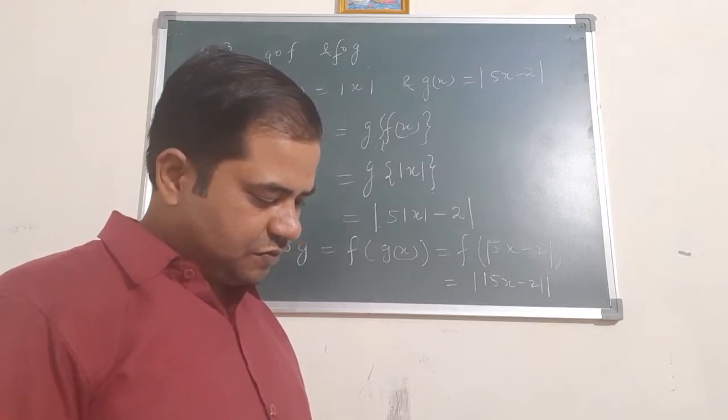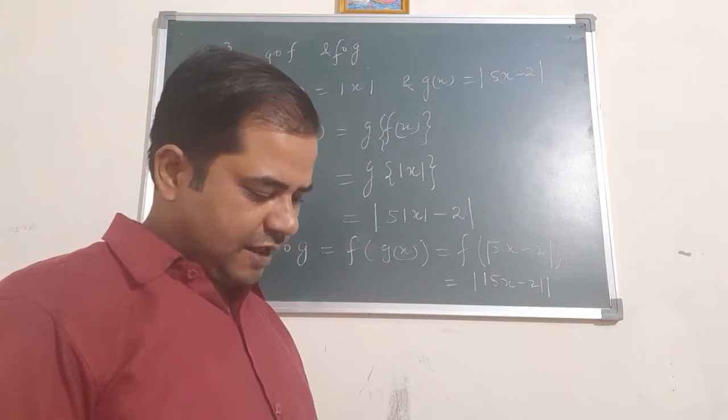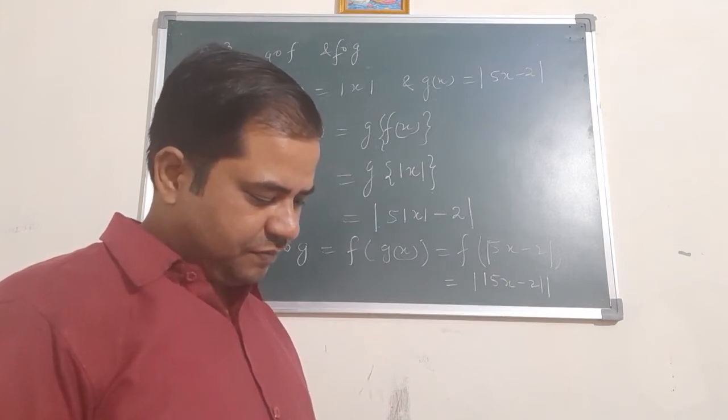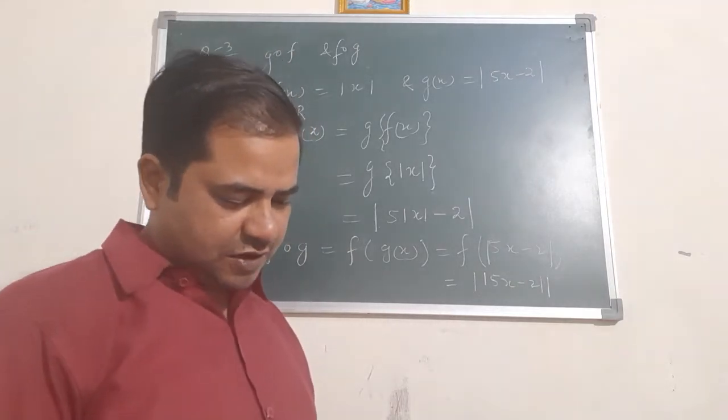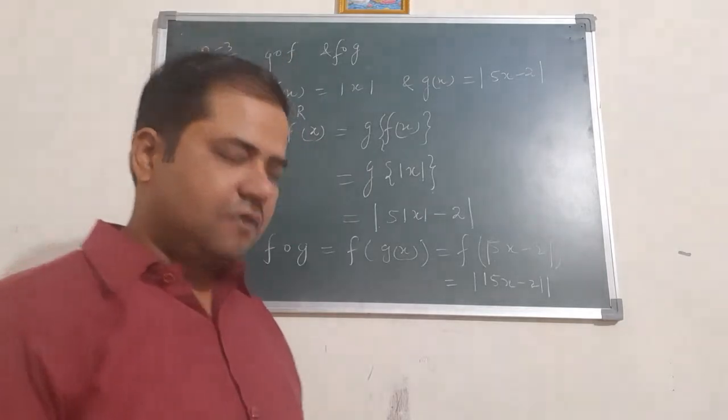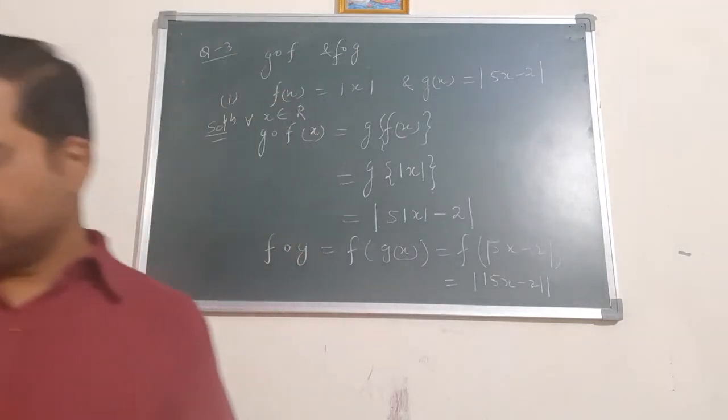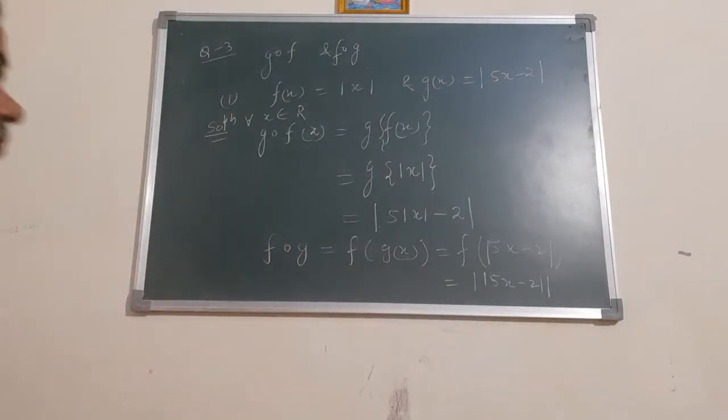Similarly, question 4. f(x) is equal to (4x + 3)/(6x − 4), x not equal to 2/3. Show that f of f(x) is equal to x for all x not equal to 2/3. What is the inverse of f? This is also a good question. Question number 4.